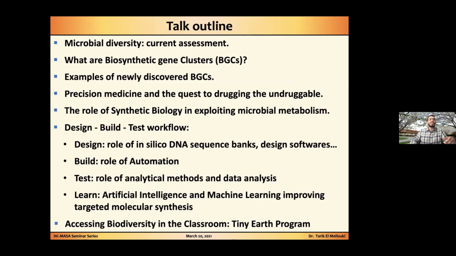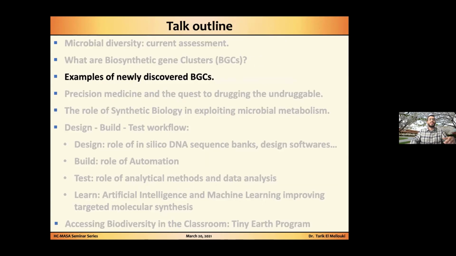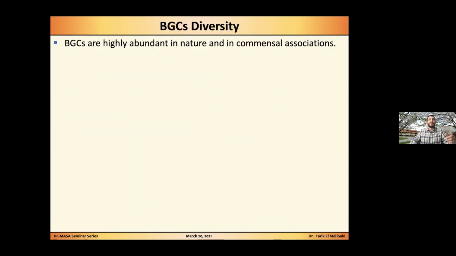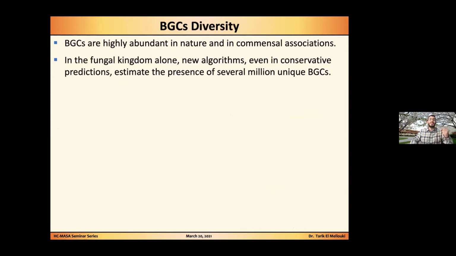All right, let's look now at some of the newly discovered BGCs. And I'm just going to give you two. There's a lot. What you need to know is that we know that BGCs are highly abundant in nature, and especially in commensal associations. In the fungal kingdom alone, new algorithms, even with conservative predictions, estimate that there are several million unique biosynthetic gene clusters. That's a very large number with a large potential for discovering new molecules and new molecular signatures.